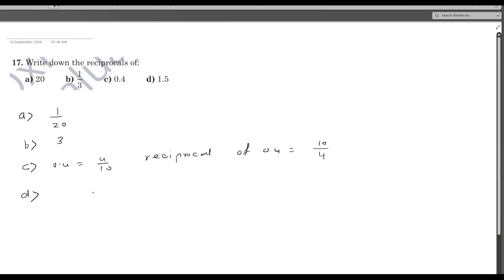And for 1.5, I can write it as 15 divided by 10, that is 3 divided by 2. So its reciprocal will be 2 divided by 3.